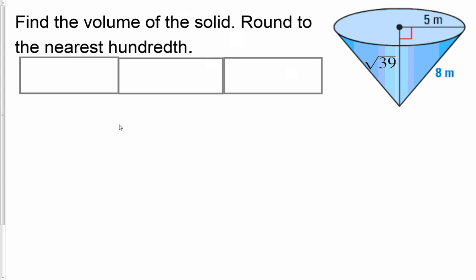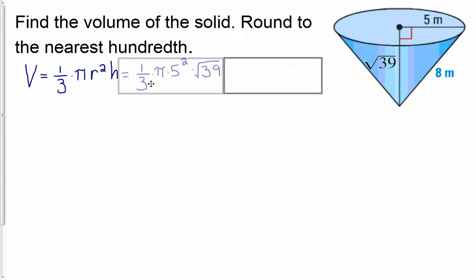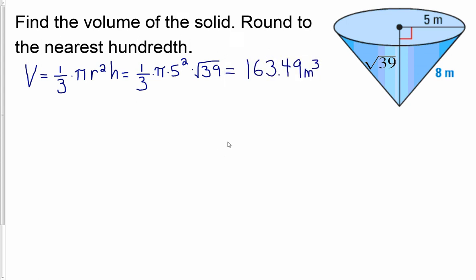Okay, so volume is area of the base times height. Well, this is 1/3 pi r squared height. So plugging it in, r is going to be 5, height is going to be square root of 39. We have pi there as well. And rounding to the nearest hundredth, I get 163.49 meters cubed.